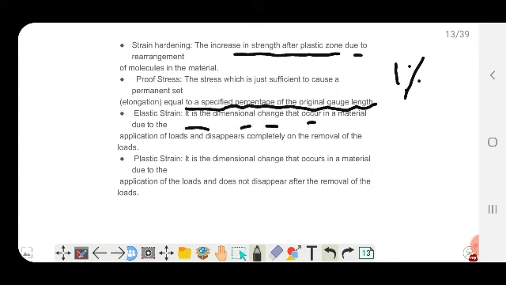Elastic strain is the dimensional change that occurs in a material due to the application of loads and disappears completely on the removal of loads. Plastic strain is the dimensional change that occurs in a material due to the application of loads and does not disappear after the removal of loads.